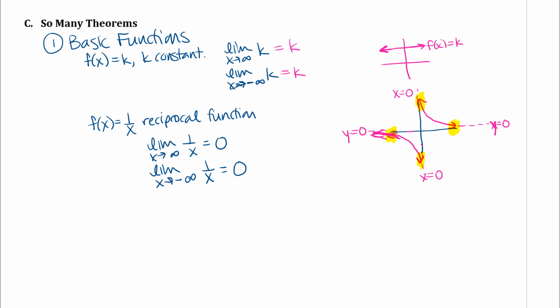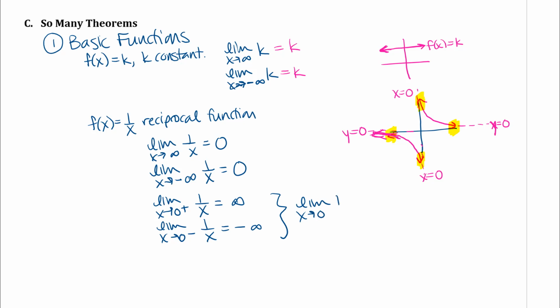And then I also have some important limits as x approaches 0 from the right. The outputs of the function approach positive infinity, and as x approaches 0 from the left, those outputs approach negative infinity. And that should help you understand that as x approaches 0, the function 1 over x, that limit does not exist because the two sides are different.